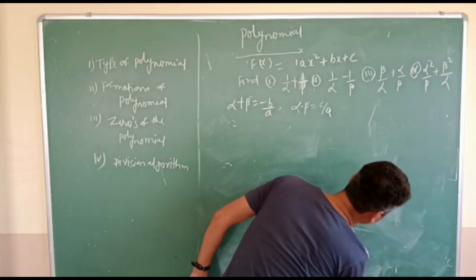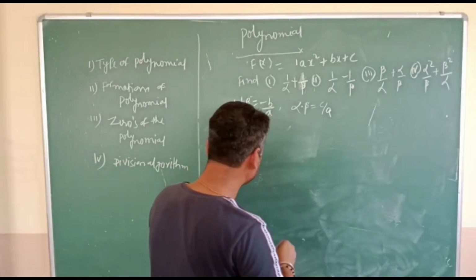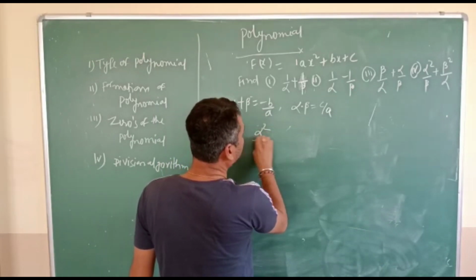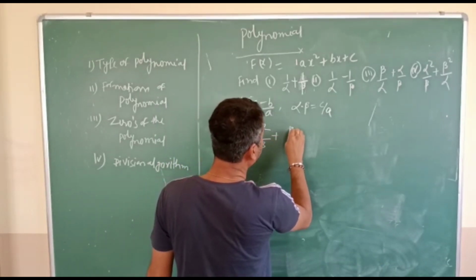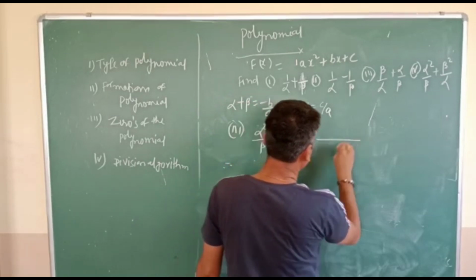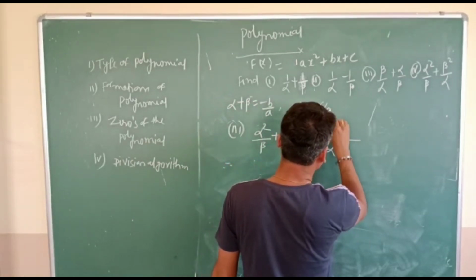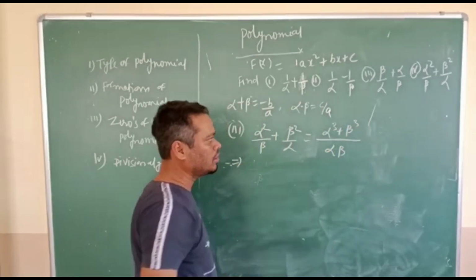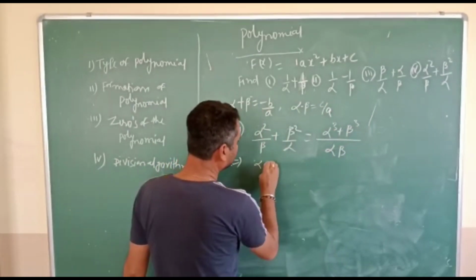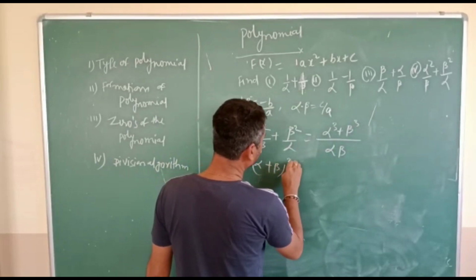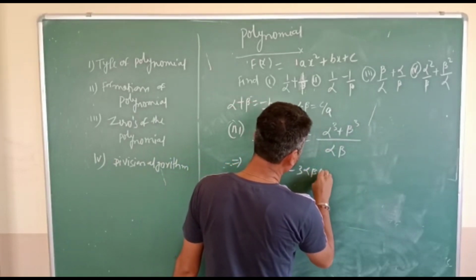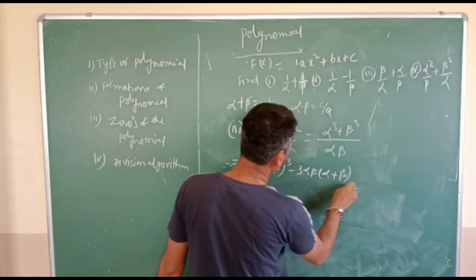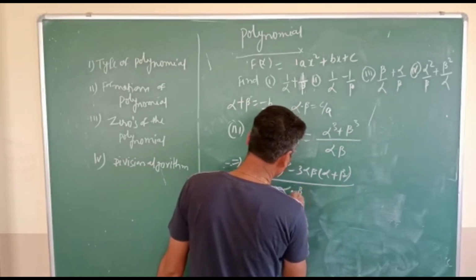Now let's come to the last part where they have asked alpha square by beta plus beta square by alpha. If you take LCM, again alpha beta, and we have alpha cube plus beta cube. Again we will apply the formula which I told you. Alpha cube plus beta cube will be alpha plus beta whole cube minus 3 alpha beta into alpha plus beta. And in the denominator we will have alpha into beta.